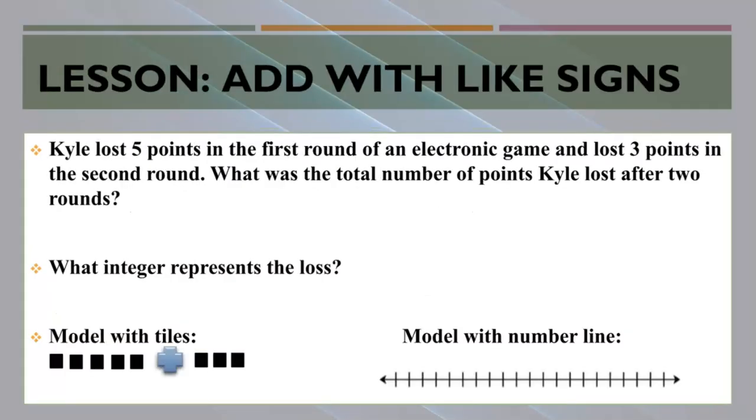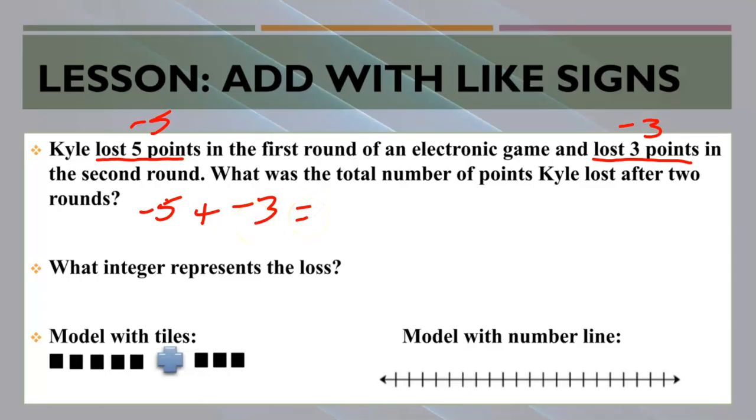So example 1 says Kyle lost 5 points in the first round of an electronic game and lost 3 points in the second round. What was the total number of points Kyle lost after 2 rounds? Look at some things here. Lost 5 means a -5, and lost 3 points means a -3. So the first round was -5, and then he played again, and in the second round he lost 3 more. So we have a -5 plus a -3.